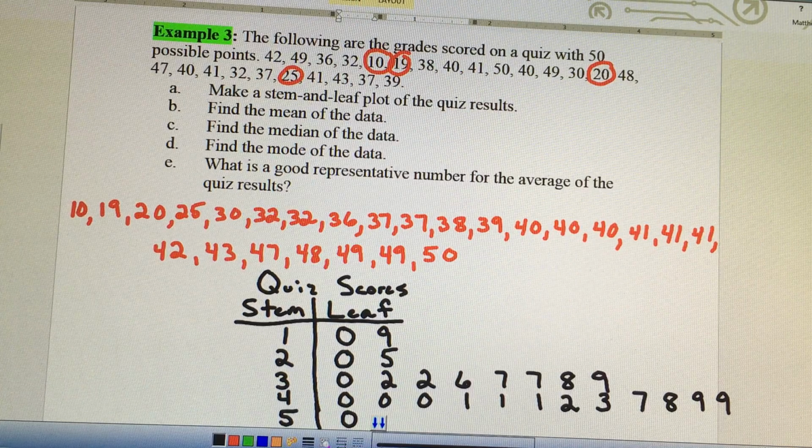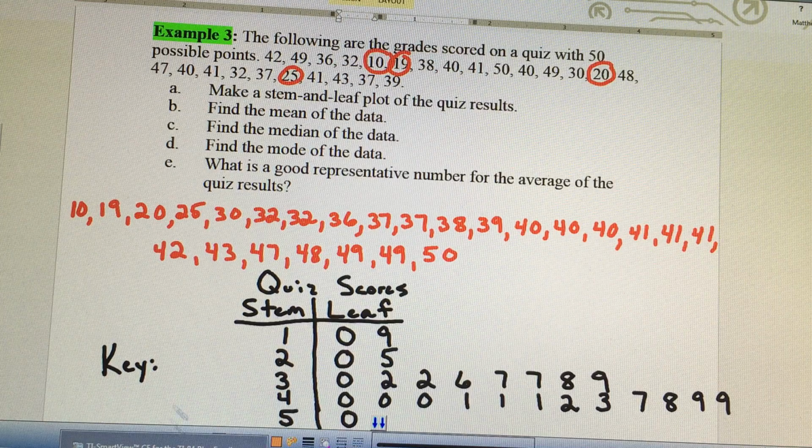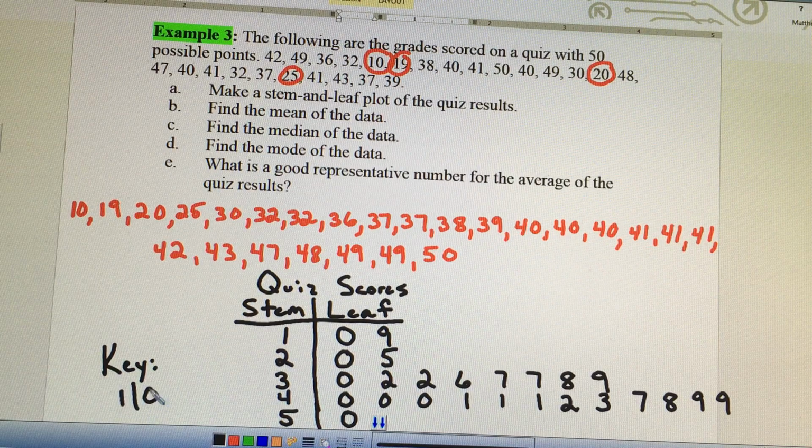Once you're done making your stem and leaf plot, one of the important components is to do a key. This is like a legend, like you see on some maps. The key is going to use the first stem and the first leaf. We would say that 1|0 means 10. It's important to have that over there as well. That's definitely part of your stem and leaf plot.